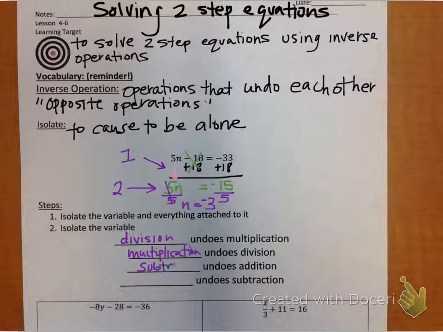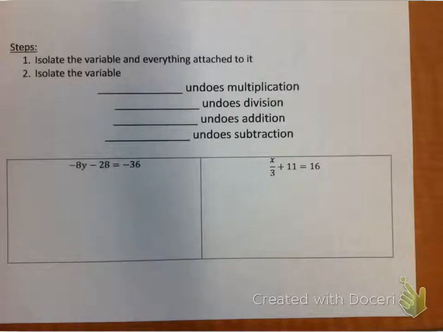Subtraction undoes addition, and addition undoes subtraction. You can always, when you're looking at these problems, look and see what's happening and then go back to this little key here that'll show you what you need. Okay, so now to continue on to notes, I've got two examples here.